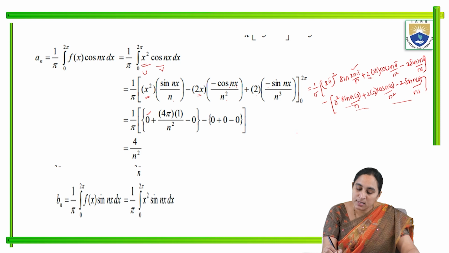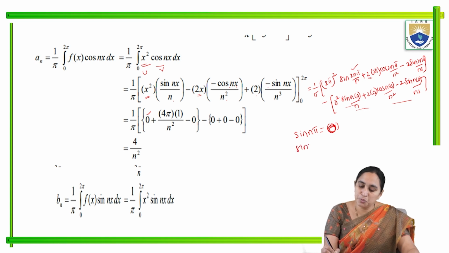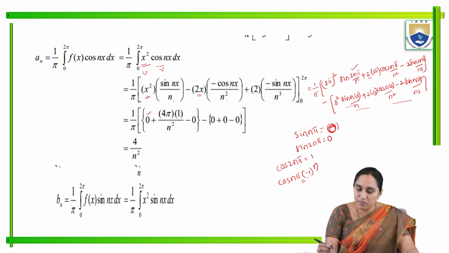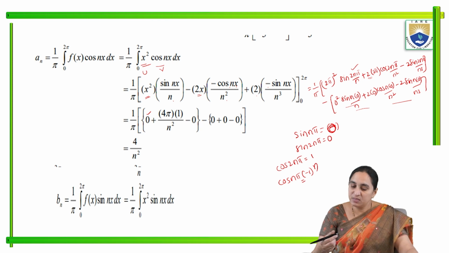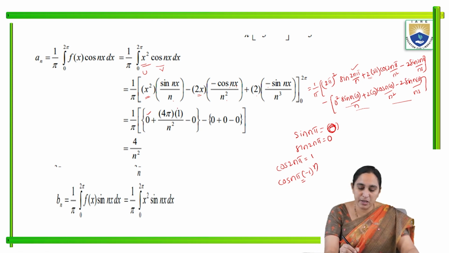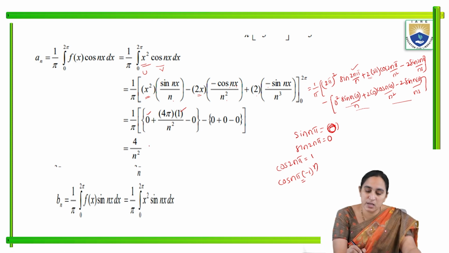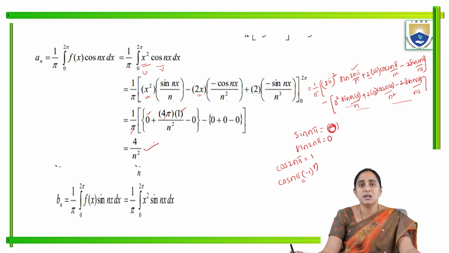Here, once observe, sin n pi value is 0, and sin 2n pi value is 0, and cos 2n pi value is 1, and cos n pi value is minus 1 whole power n. These are the main concept of this, cos n pi value is minus 1 whole power n. There I am substituting cos 2n pi as 1. Therefore, that is 4 pi into 1 by n square. Here pi cancels, then directly 4 by n square is the an value.